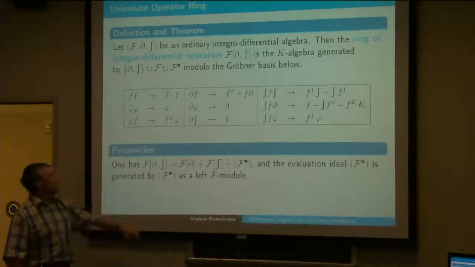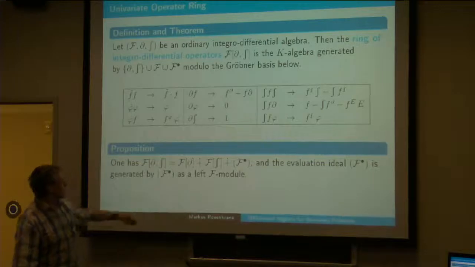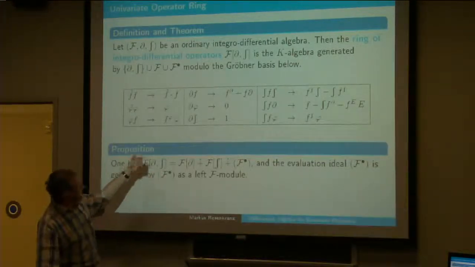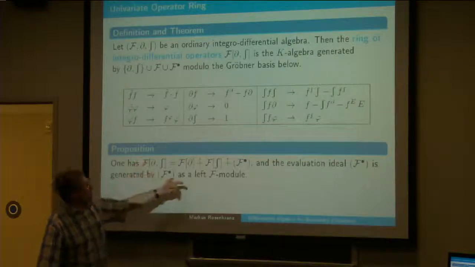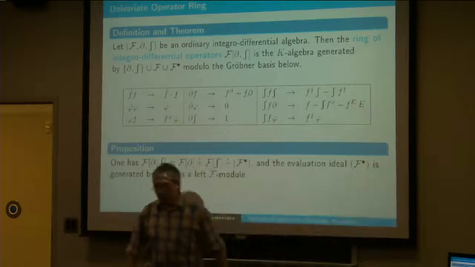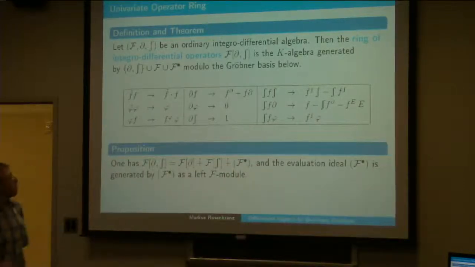That's the right ideal generated by the characters. And then if you take linear combinations with factors of f on the left-hand side, then what you get is exactly this two-sided ideal, this evaluation ideal. That plays an important role.